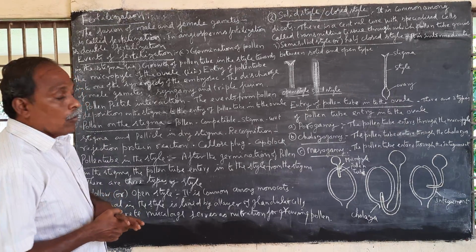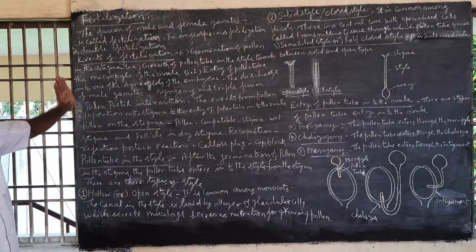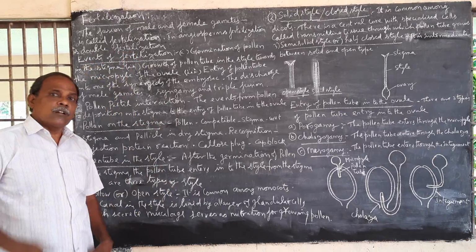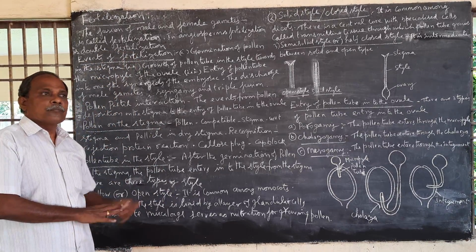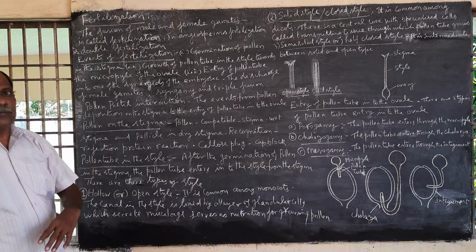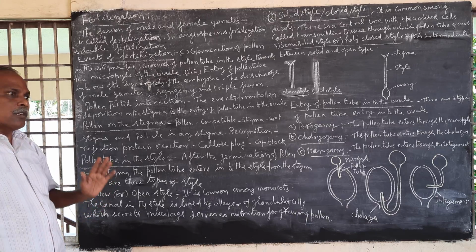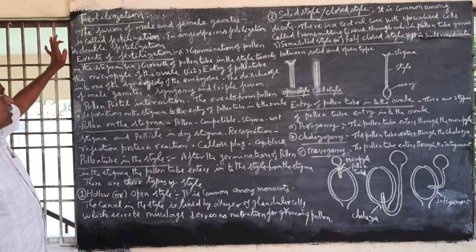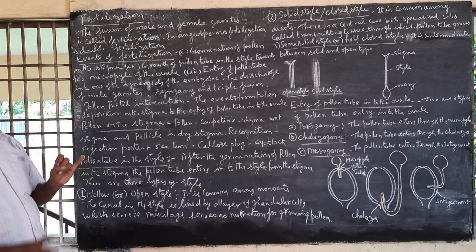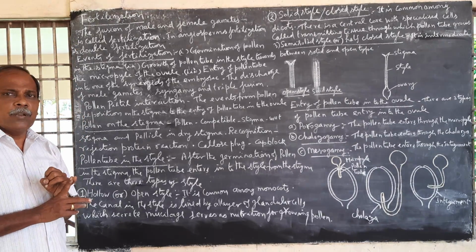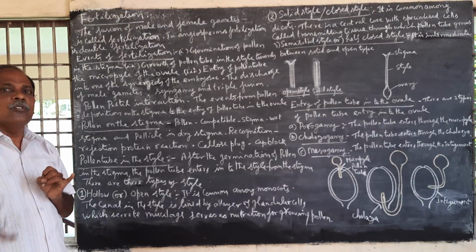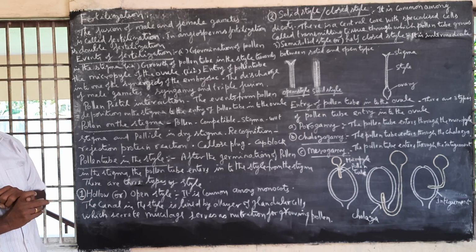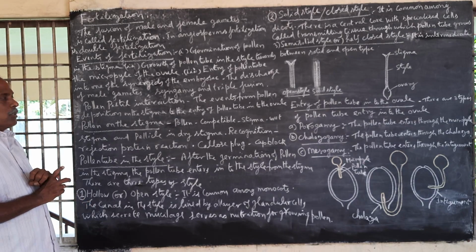Okay. Now, fertilization. Which is a prerequisite for fertilization? Already you have seen the advantages of pollination, cross pollination. Pollination is a prerequisite for fertilization. What is fertilization? The fusion of male and female gametes. The same thing you get in zoology also. Fusion of male and female gametes is called fertilization.